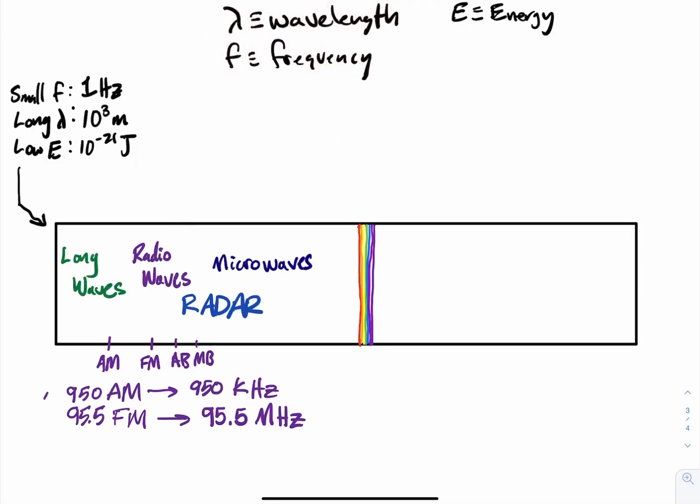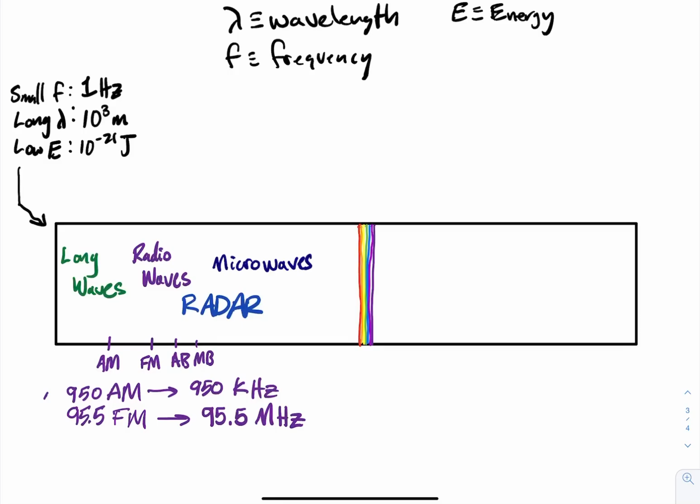Anyway, microwaves are another form of light. Those have a much shorter wavelength, about a few centimeters to 10 centimeters in wavelength. So they're getting much shorter in wavelength.